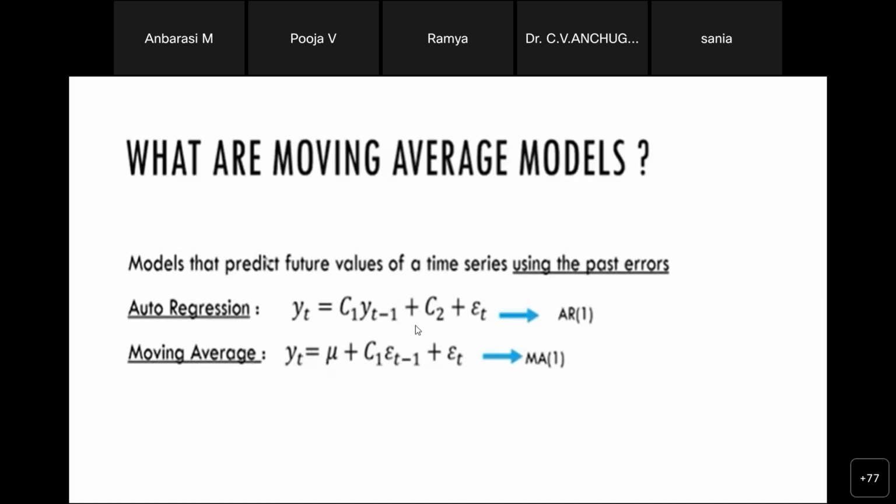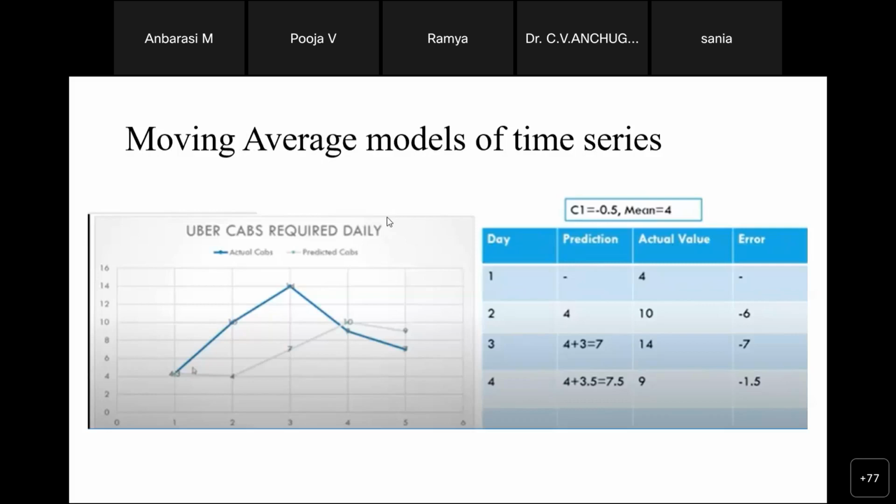So here we are going to predict the future value based on the previous value, but here we are going to predict the future value based on the previous errors. For example, in the moving average model of time series, suppose in the Uber cabs, you have the daily requirements. This is the actual cabs detail, and this one is the predicted cab details. So here on day one, we cannot predict anything.